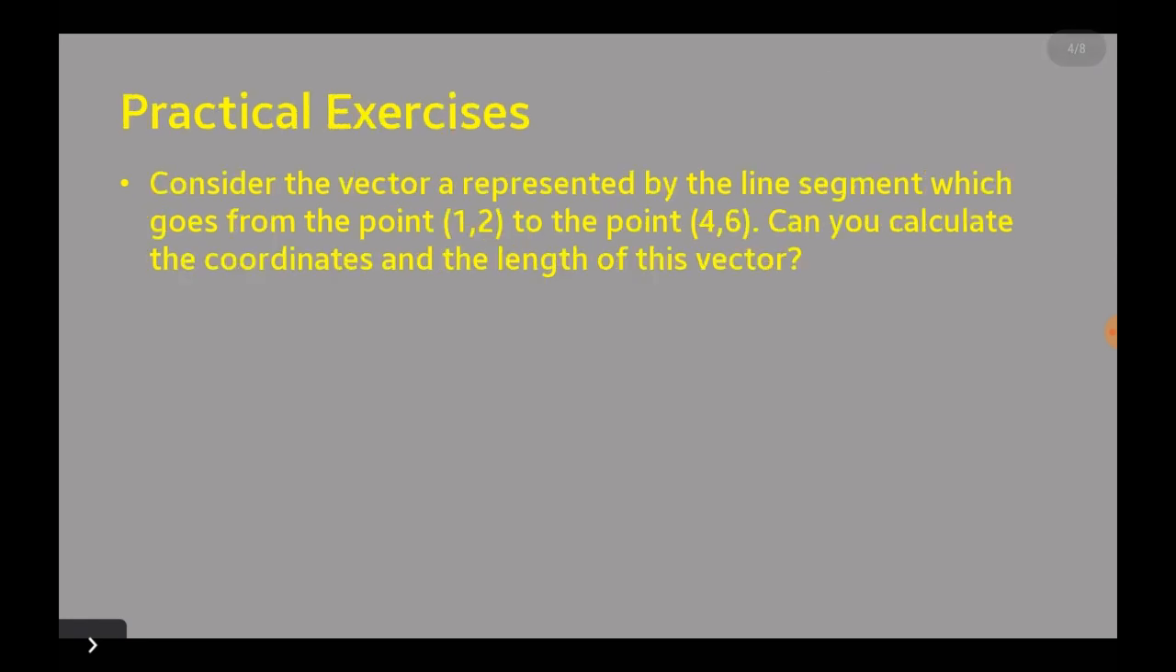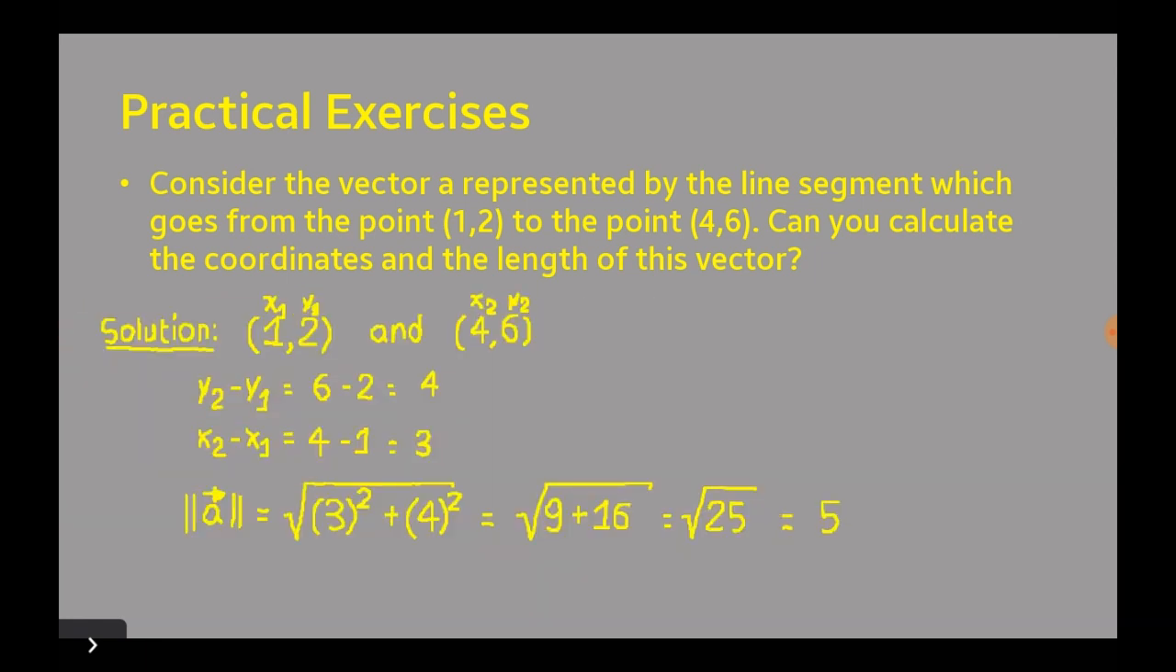Let's check the practical exercises. Consider the vector a represented by the line segment which goes from the point 1, 2 to the point 4, 6. Can you calculate the coordinates and the length of this vector? The first thing: 1 and 2, and 4 and 6. 1 is x1 and 2 is y1. 4 is x2, 6 is y2.